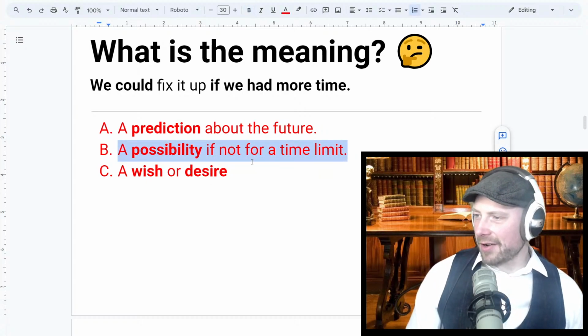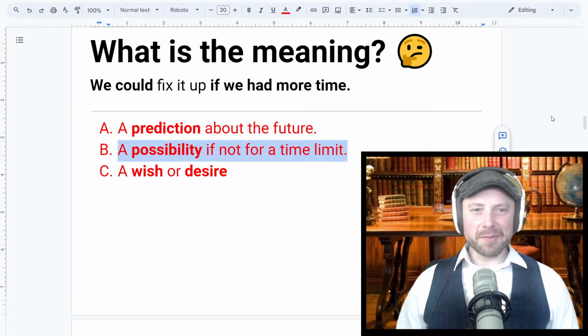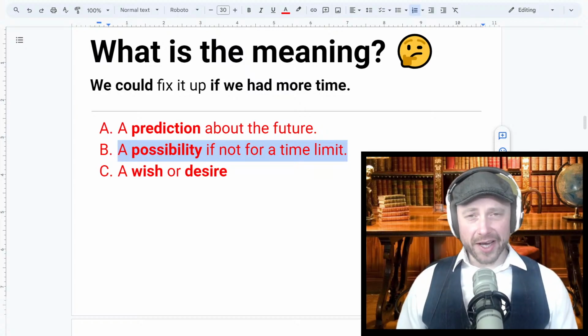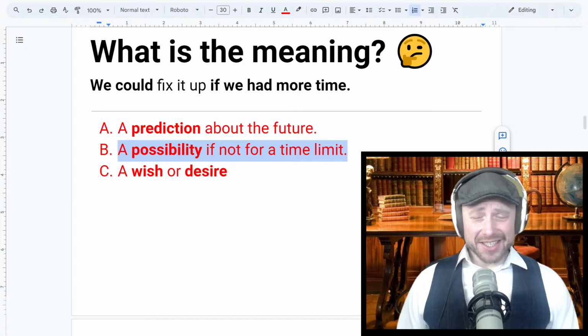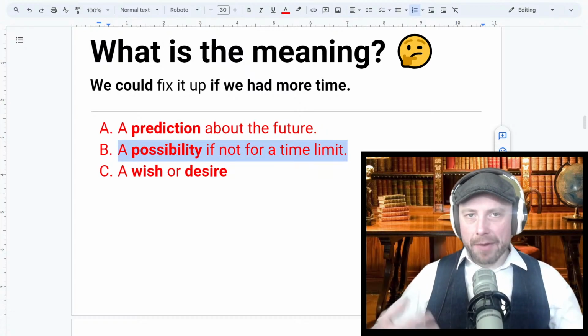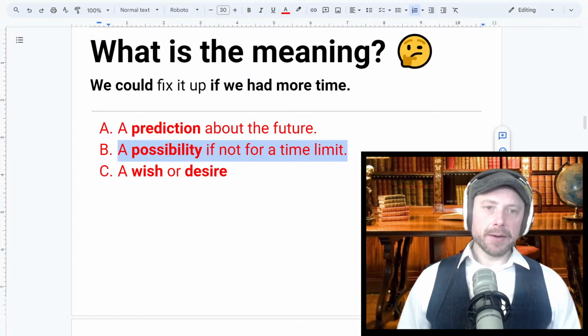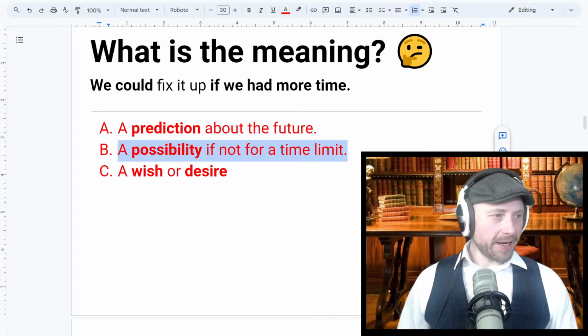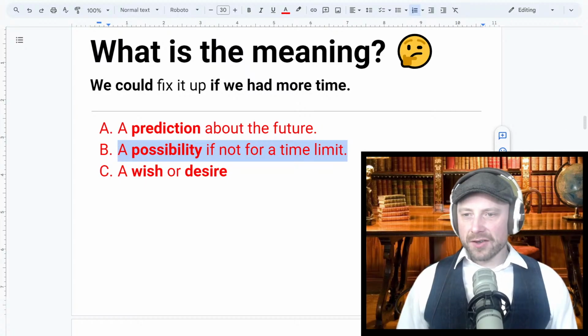That's right. So here we have a possibility. And to be fair, I think here it's okay to call this a hypothetical. Actually, we can call them all hypotheticals from a grammar or form perspective. But here we're looking at a functional meaning perspective. All right, next one.